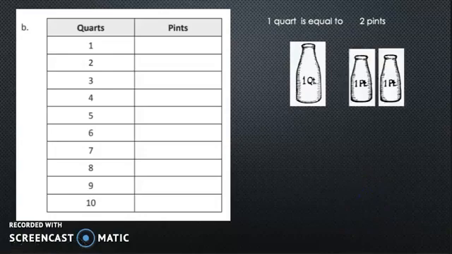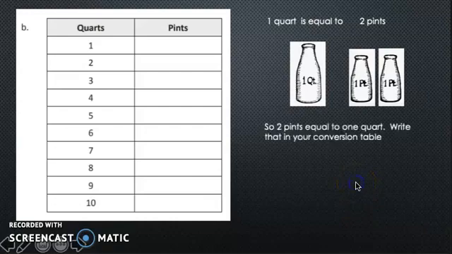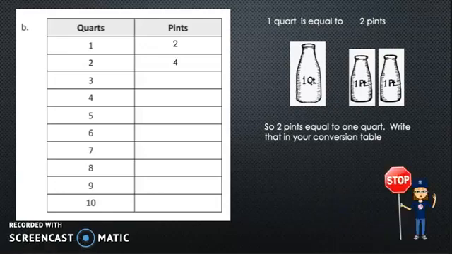So think, how many pints are there in 2 quarts? Yeah, that's right, there's 4 pints. So 2 pints is equal to 1 quart, and 4 pints is equal to 2 quarts. I want you to write that on your conversion table. Okay, so now pause the video and finish the table.